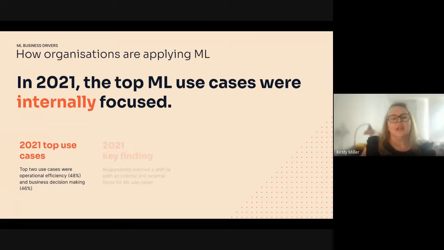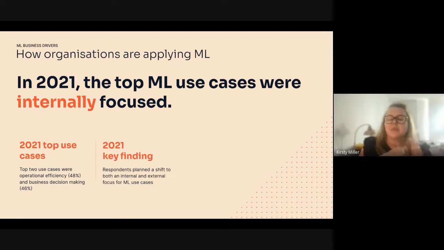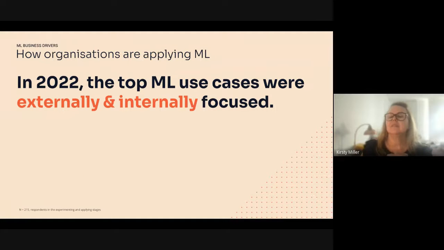And then from all the data that was presented, we came up with a key finding, and we said, we think in 2022, respondents are going to shift to having a focus not just on internal, but they're going to have a dual focus on internal and external. And we were really pleased to find out that that is actually true. So I'll run through these results in detail with you.